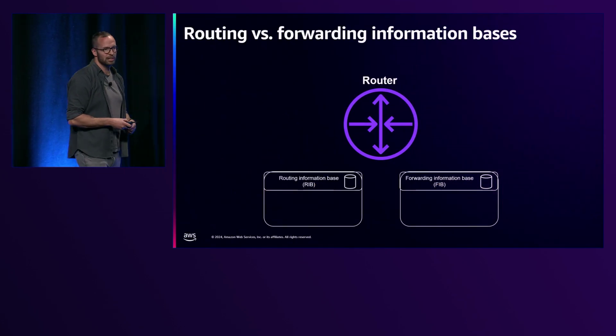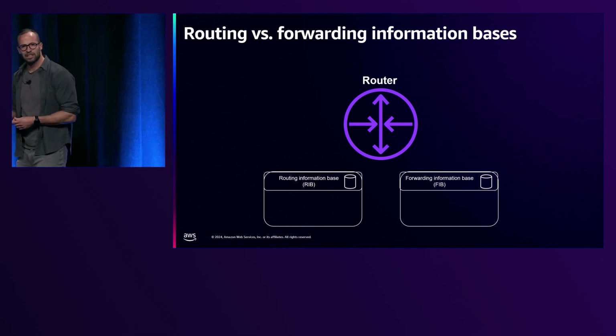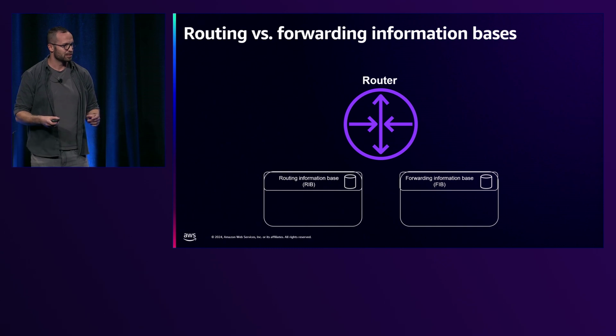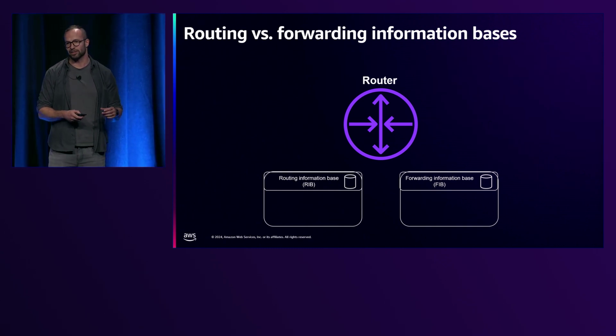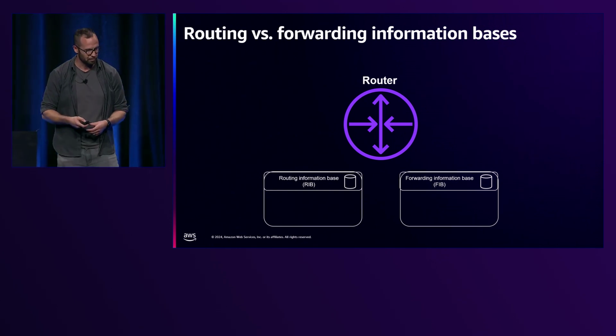Now, when we look at any routing solution out there, so this is not specific to AWS, they will usually have two routing databases. There's going to be a routing information base and then a forwarding information base. And I'm just going to show you an example of what they do and how they differ.